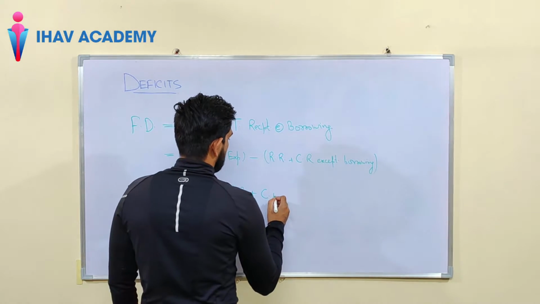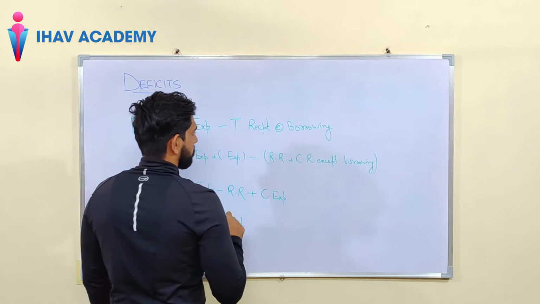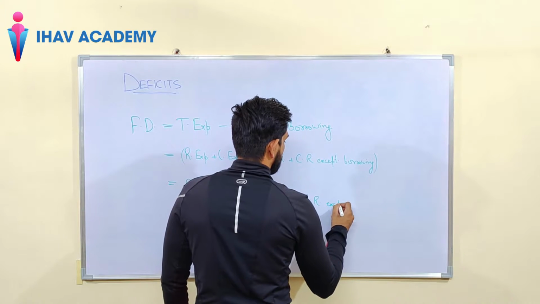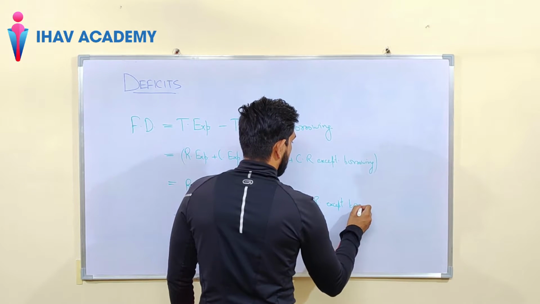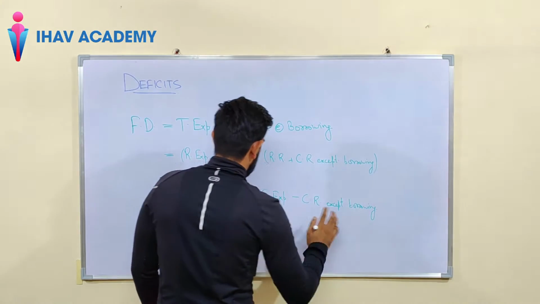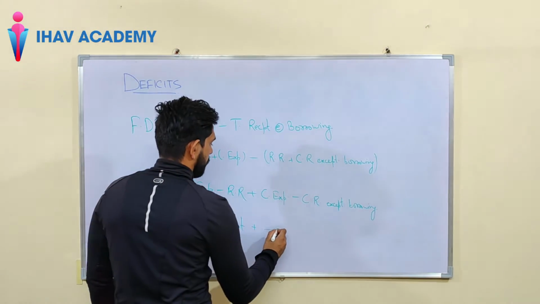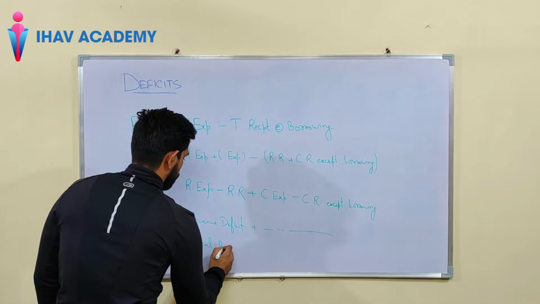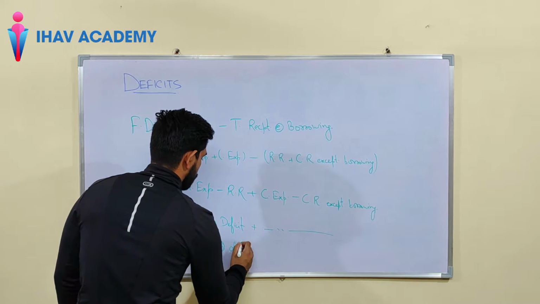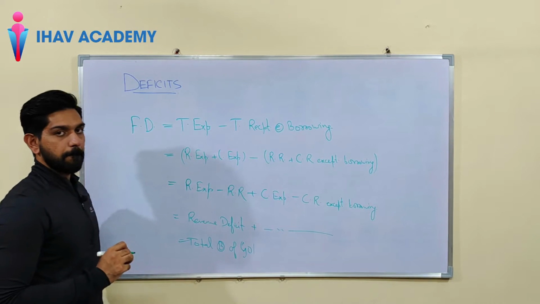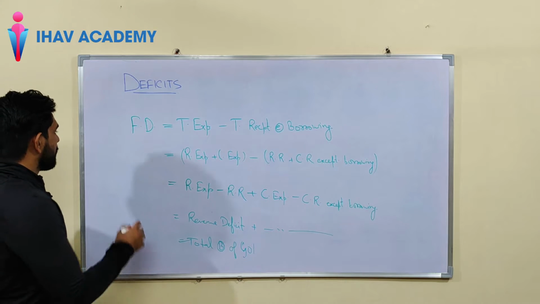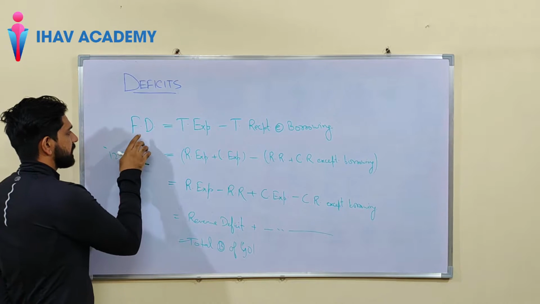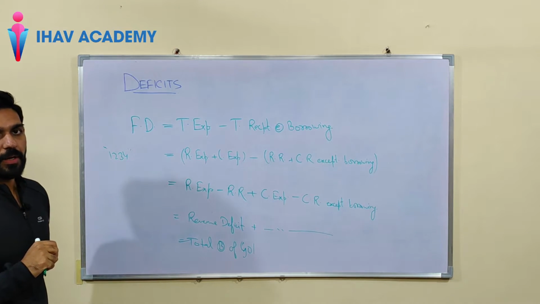Plus capital expenditure and minus capital receipts except borrowing, and this is nothing but the total borrowings of government of India. Understood? So a number, मान लीजिए 1234, is the fiscal deficit of India.